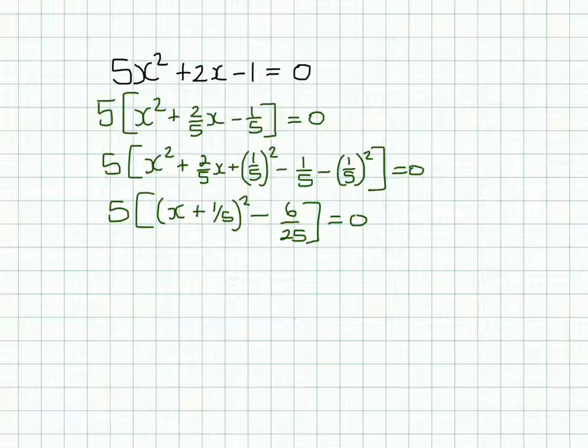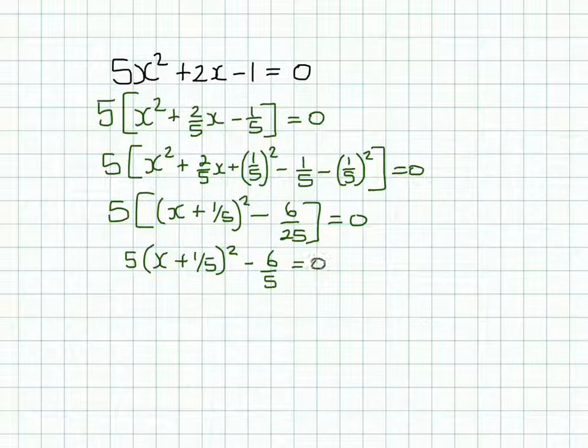Okay, let's bring this down now to complete the square. So multiply with the 5 outside gives you 5 times (x plus a 5th) all squared minus 6 over 5 is equal to 0. Okay, now we've completed the square on the left hand side, and on the right hand side we're going to now proceed to solve this.